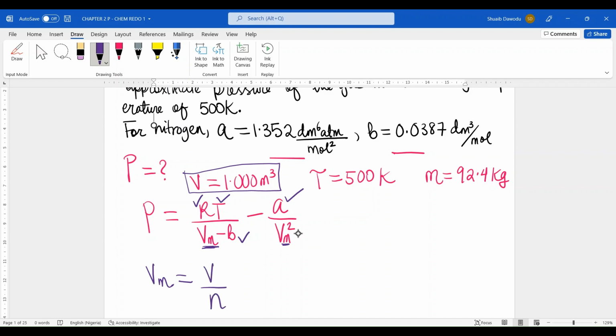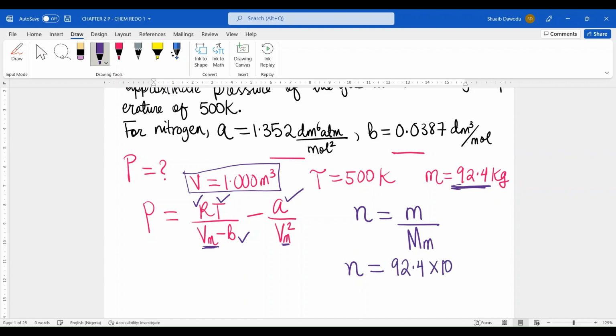As you can see, we're not given the number of moles, but we're given the mass of the gas. When you have the mass and you know the identity of the gas, in this case nitrogen, we can determine the number of moles using the molar mass and the mass. So the number of moles is mass divided by molar mass. The mass is 92.4 kilograms, but in chemistry we prefer grams, so we convert to 92.4 times 10 raised to the power of 3 grams.